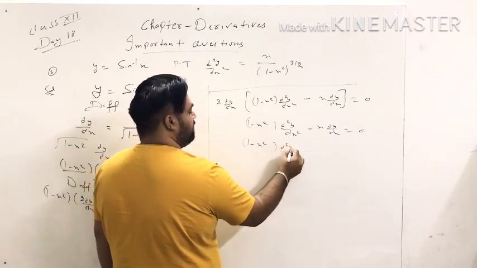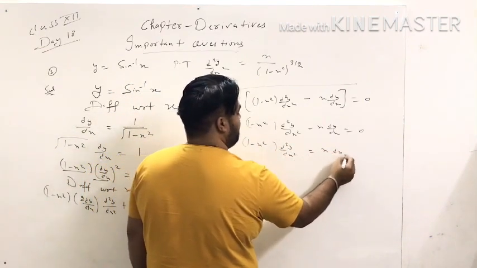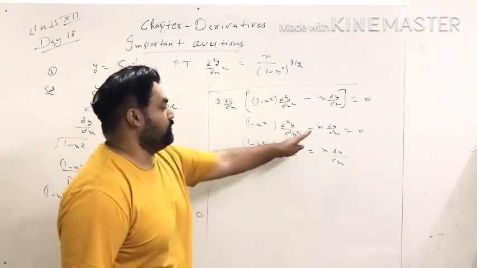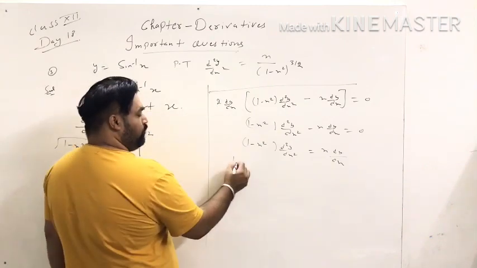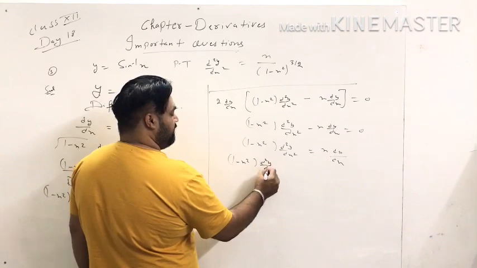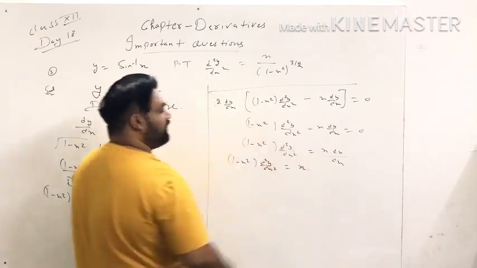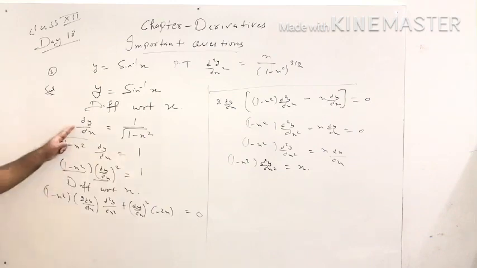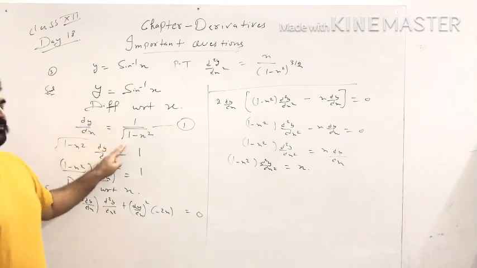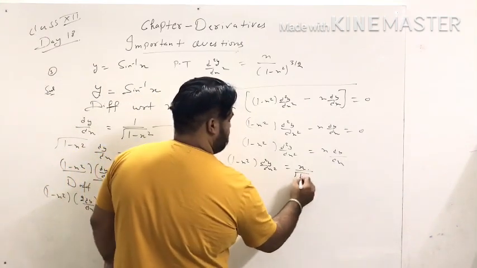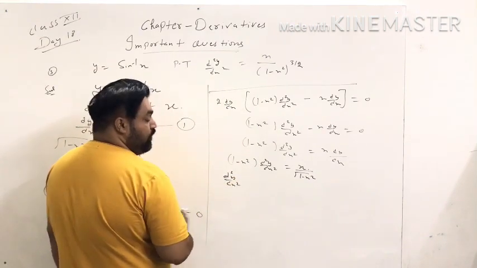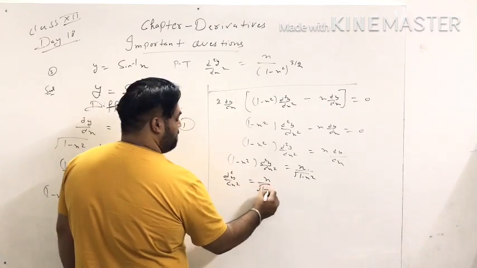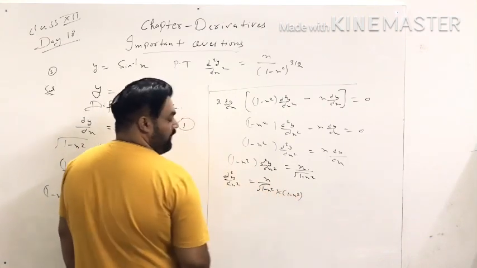(1 minus x square) d square y/dx square equals x dy/dx. We shift this term to the right side because we have to find the value of the double derivative. Now what is the value of dy/dx? From equation first, the value of dy/dx is 1/root(1 minus x square). Put this value. So finally the value of d square y/dx square is x upon root(1 minus x square) into (1 minus x square).